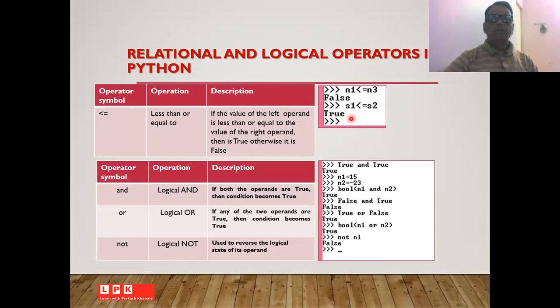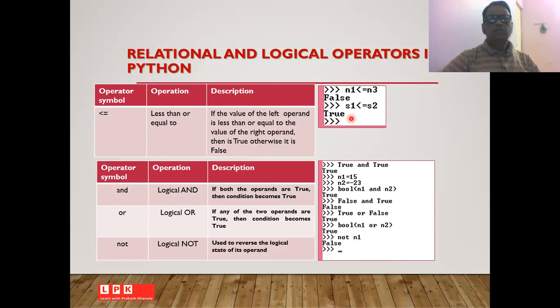So these relational operators are always used whenever we want to make certain decision while programming. So whenever we make the use of some control statements in the Python programming language, there you will find that we need to make the use of such relational operators.